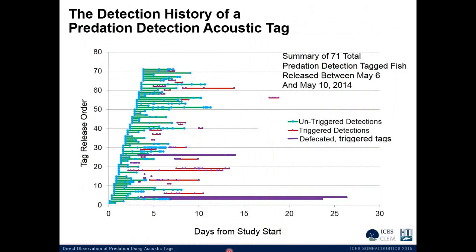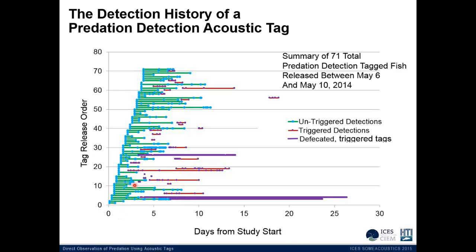Here are some summary results for those tests that we made. These were for fish that were released over a 4-day period between May 6th and May 10th in 2014. We have a plot that shows the days from the start of the study, and we can see that we released these tags over the 4-day period. The left-hand edge of these lines is the release times.